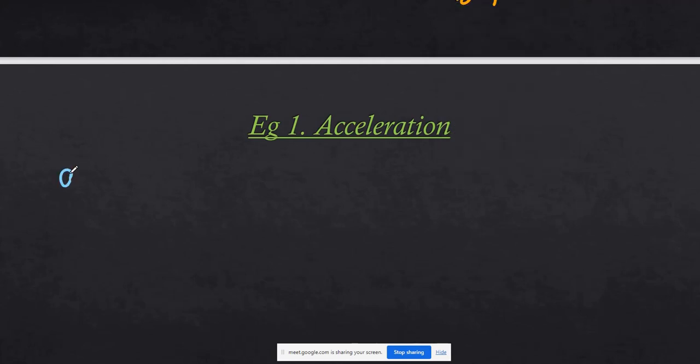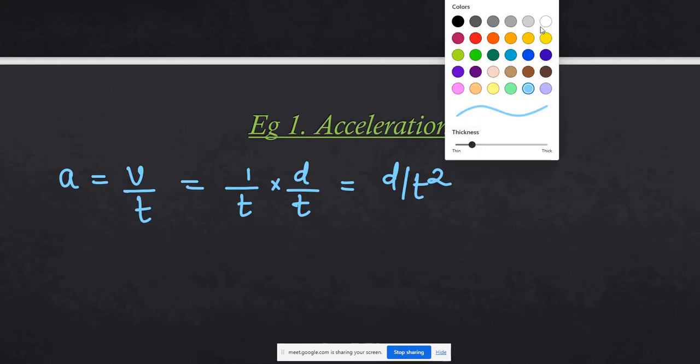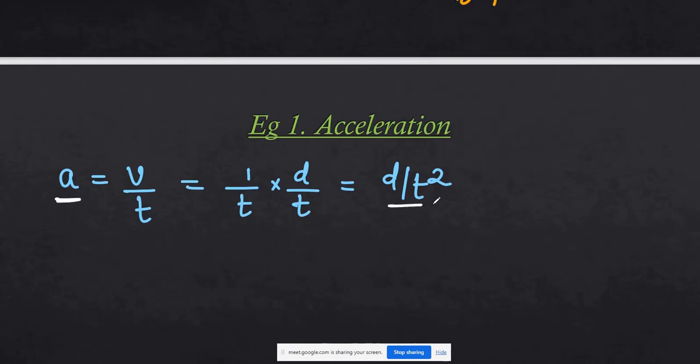What is the acceleration formula, Sahiti? Velocity by time. Okay, keep this time as it is. What is the formula for velocity? Distance by time. So can I write the acceleration formula directly as distance by t square? Yes, ma'am. Directly remember, the acceleration formula is distance by t square.